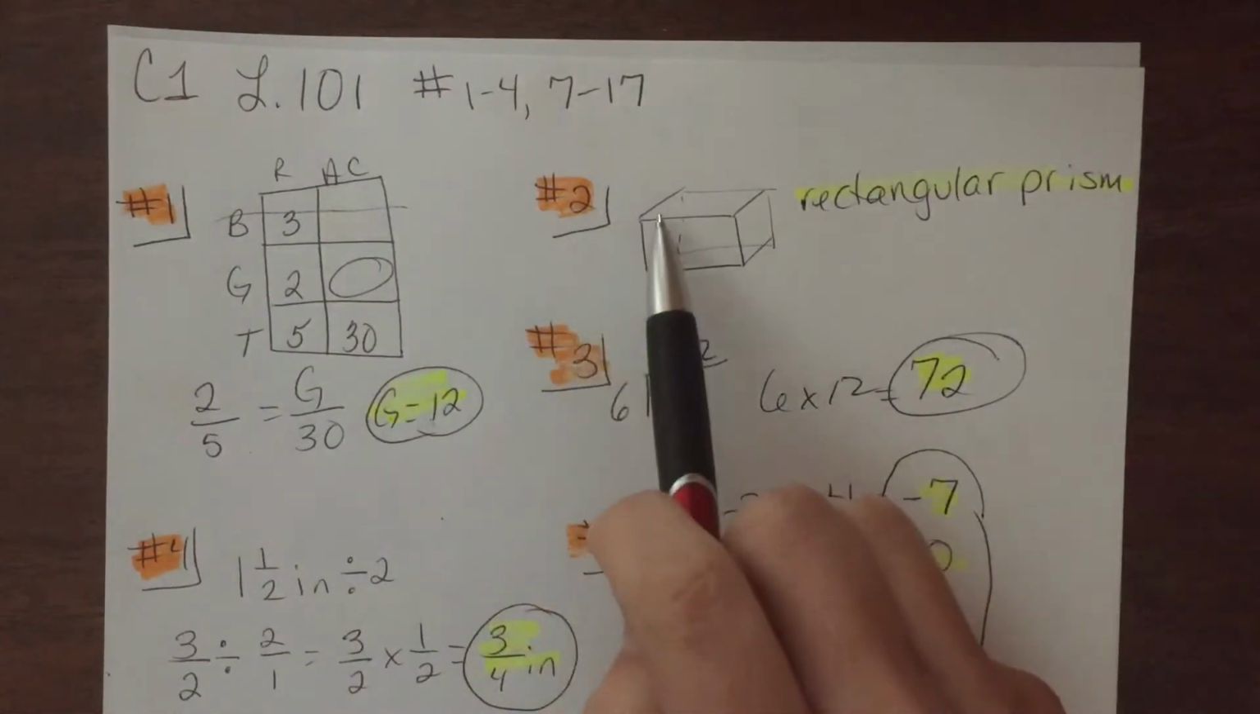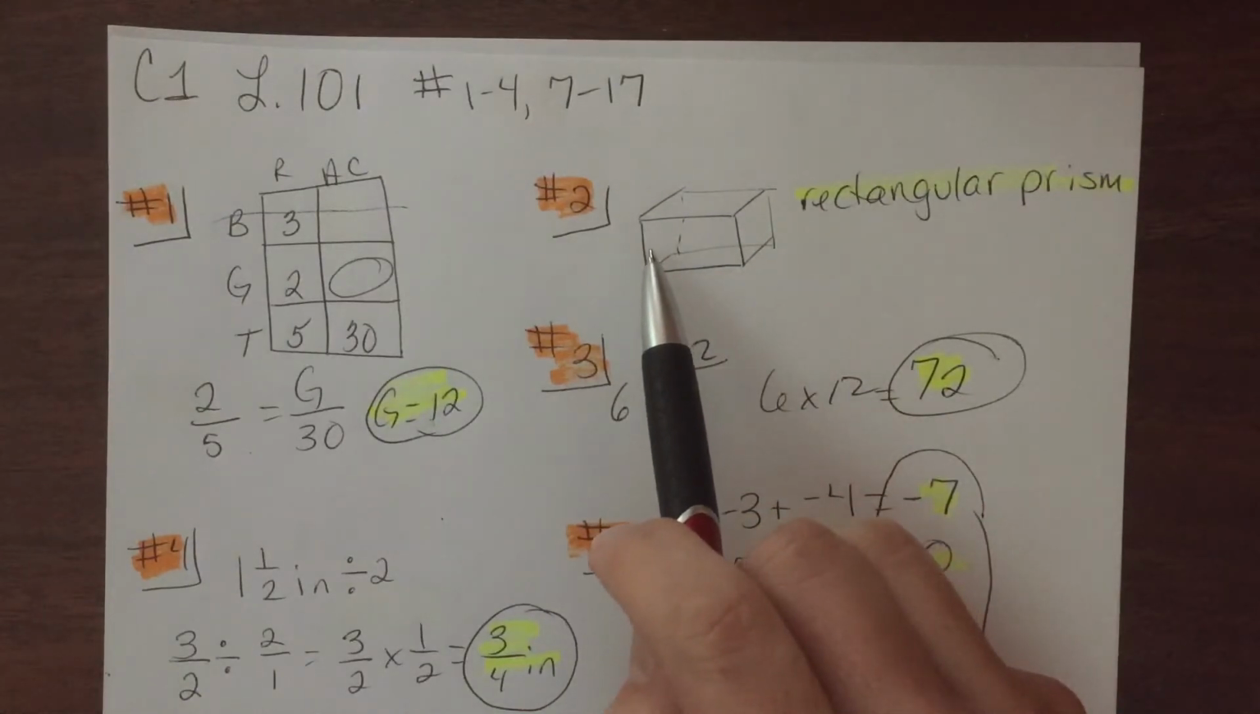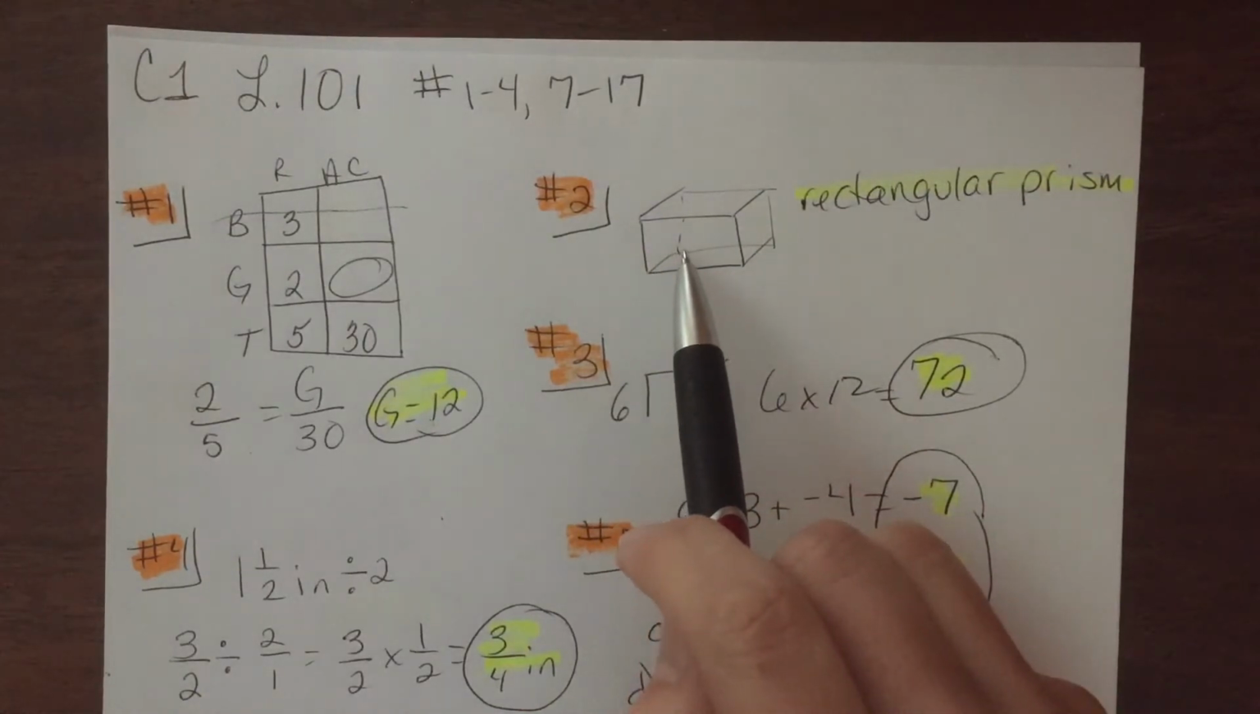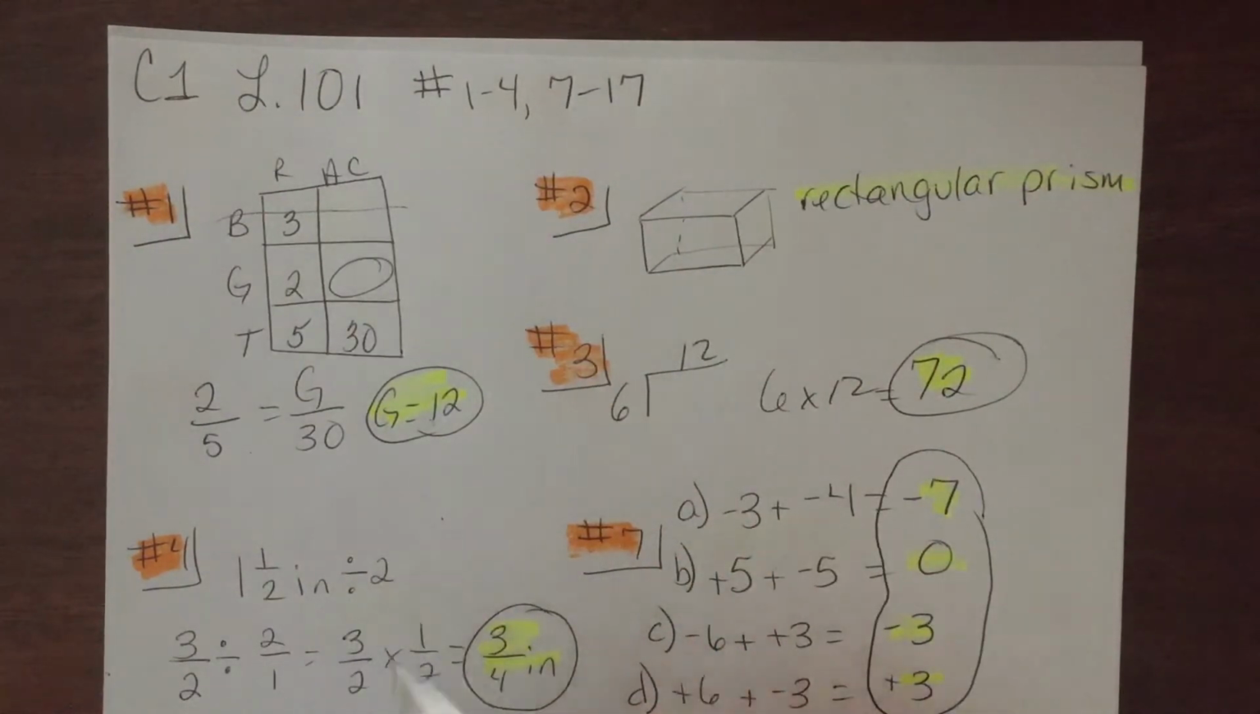Number 2, they had us tell what shape a shoebox is. So I just drew my little shoebox. It's a rectangular prism.